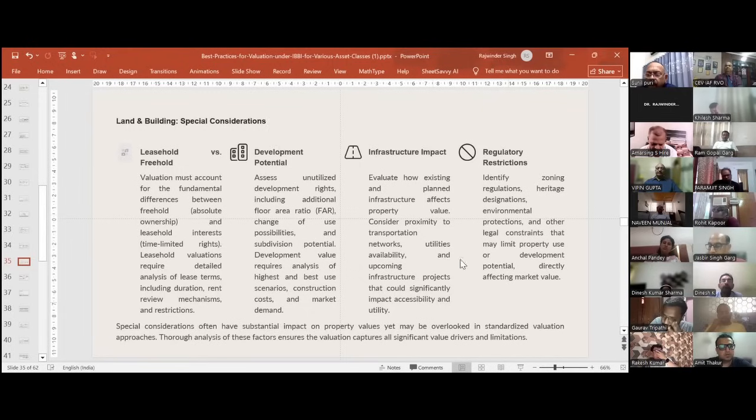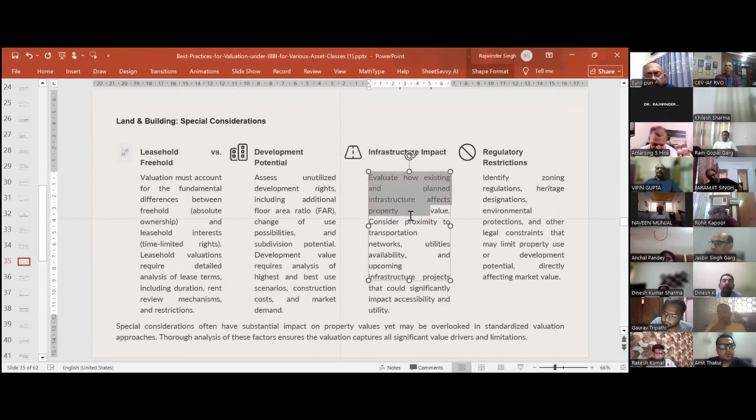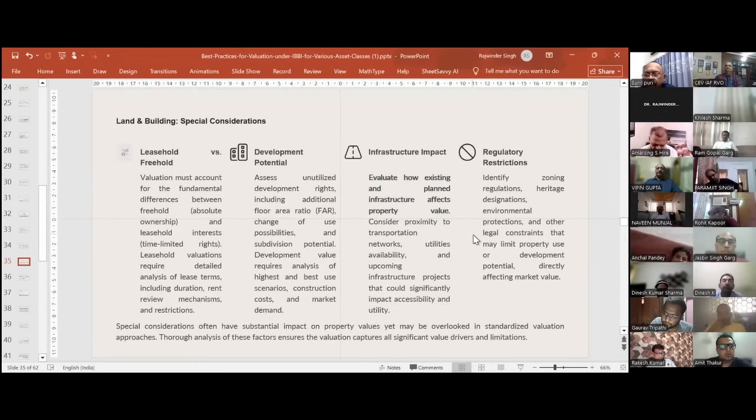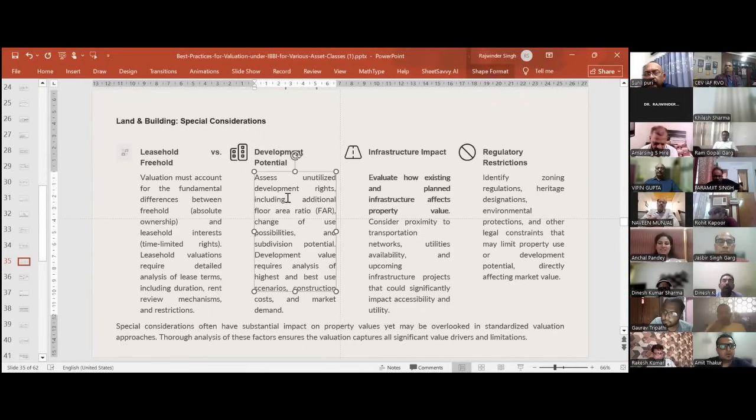And then an important thing, infrastructure impact. Evaluate how existing and planned infrastructure affect the property value. That is also important, which our valuation reports have been missing so far. We never consider these two things in our valuation report.